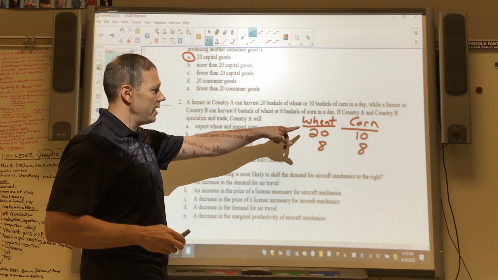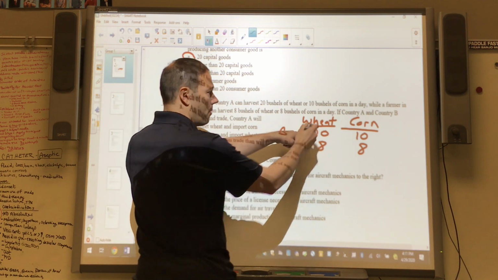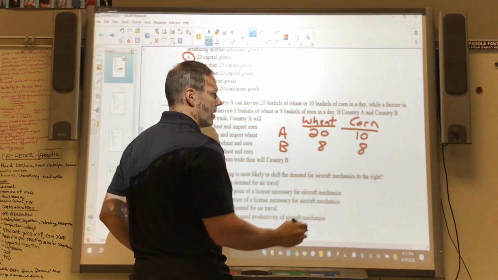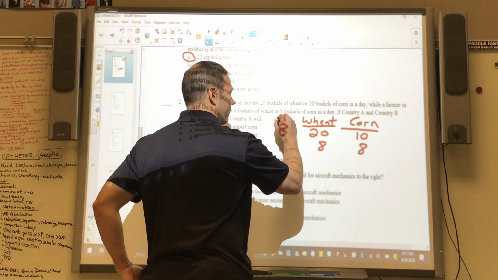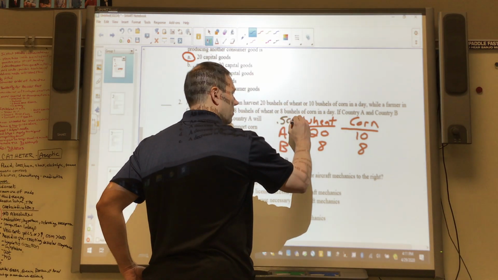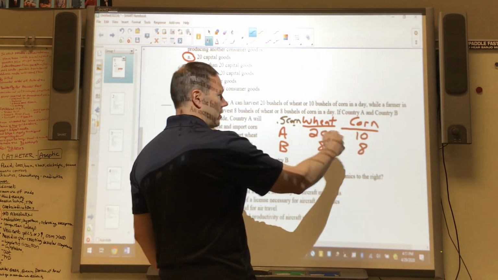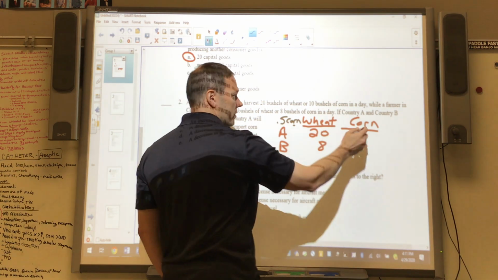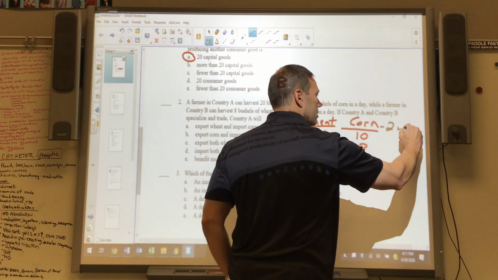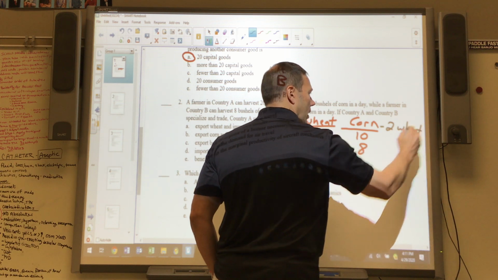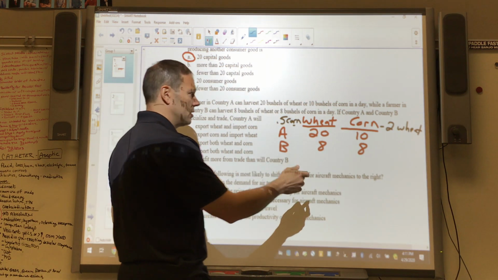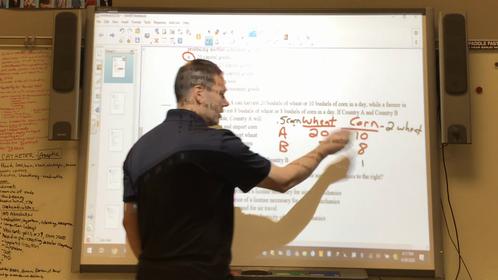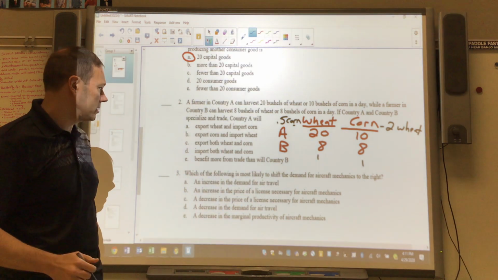So for country A to produce 20 wheat, what do they give up? Well, the other goes over: 10 divided by 20. So they give up 0.5 corn to make their wheat. And if we went the other way, to make corn, 20 over 10, they give up 2 wheat to make their corn. For country B, it's going to be simple. It's going to be 1 and 1, right? Because 8 divided by 8 both ways is 1.